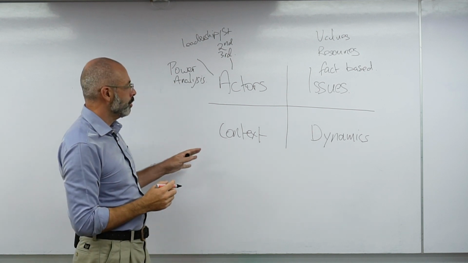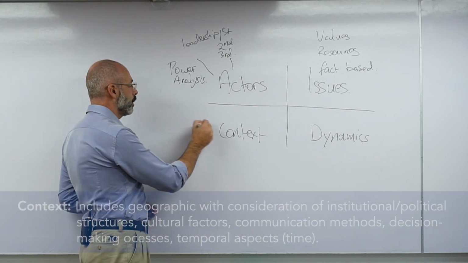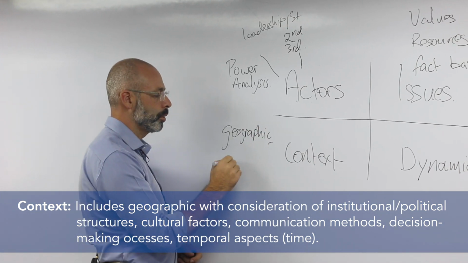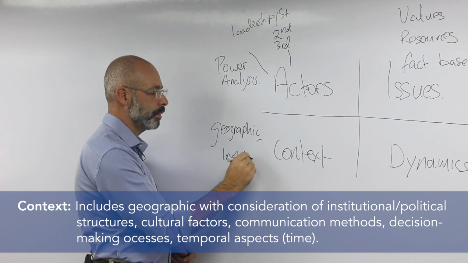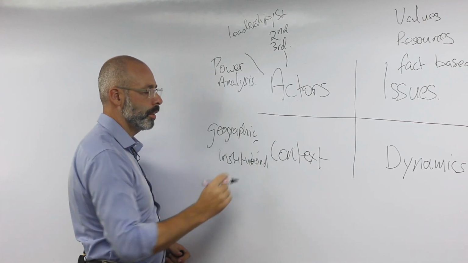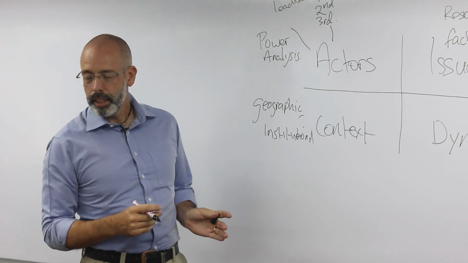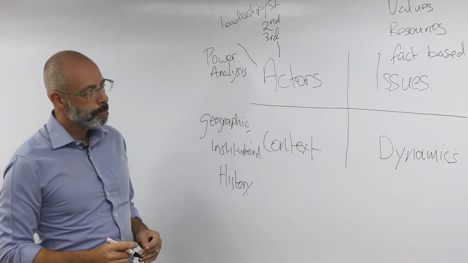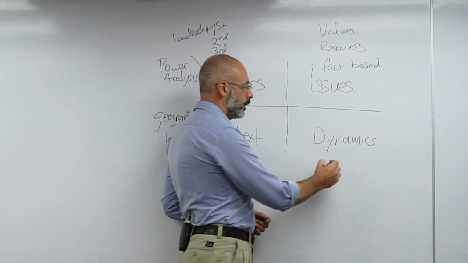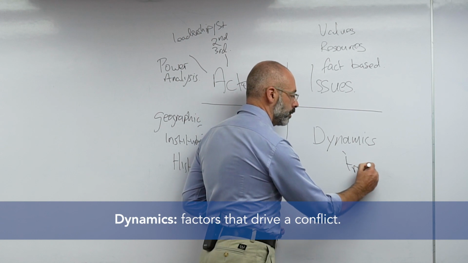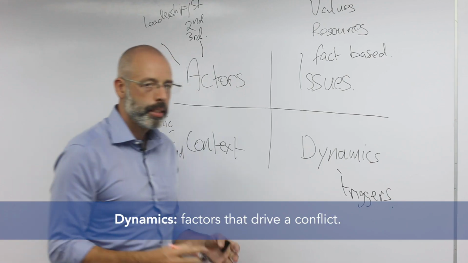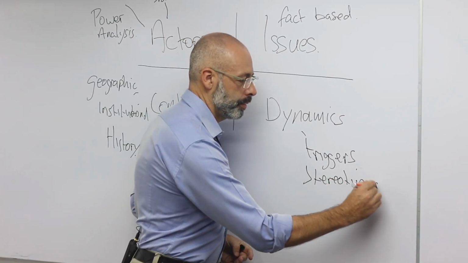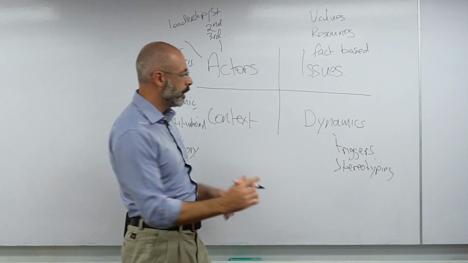Context can refer to lots of different things. There's obviously the geographic boundaries or location. There's also institutional. There are also things, for example, like history, what's gone before. Under dynamics, we could think about things like trigger events, stereotyping, and other things, aspiration levels.